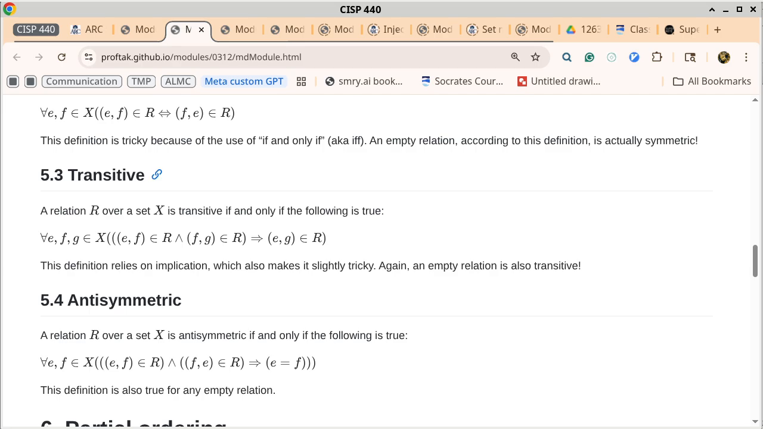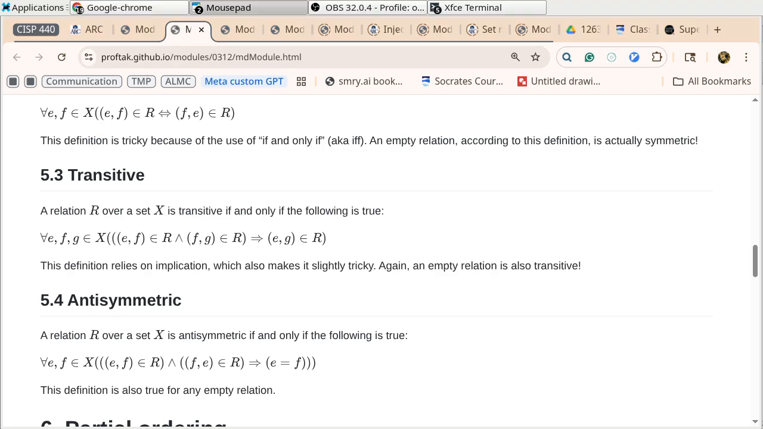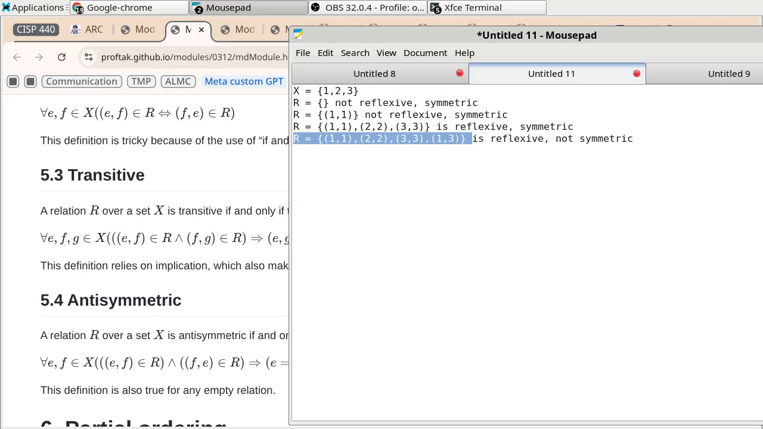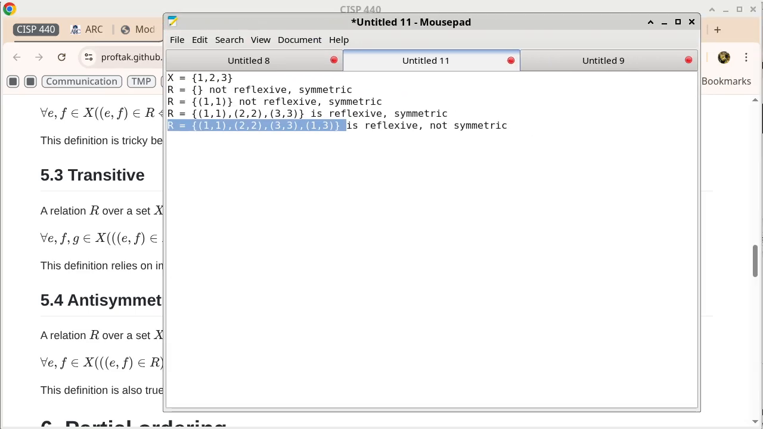So what we'll do is we're going to work out a few examples and use some existing examples too to illustrate this concept. So we'll go ahead and take a look. This one is actually transitive. When R is empty, it is also transitive.